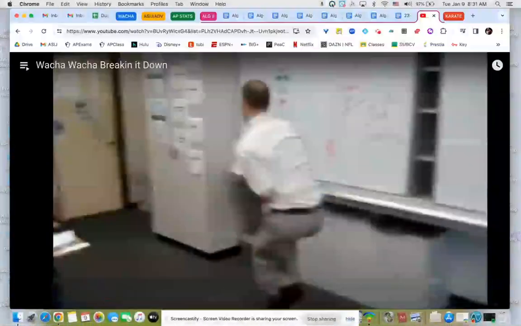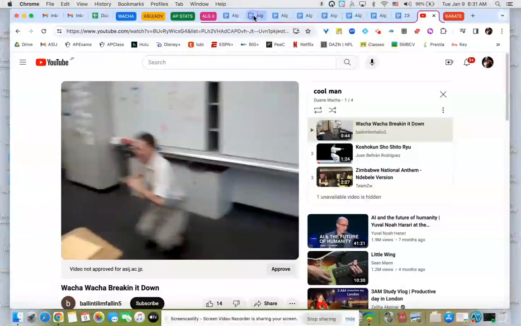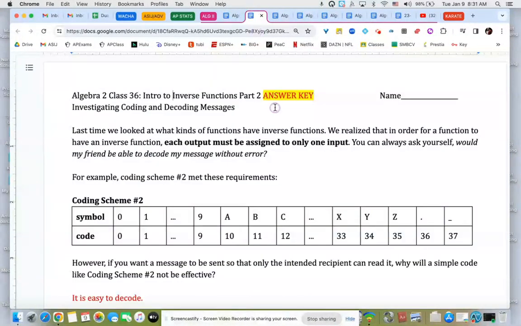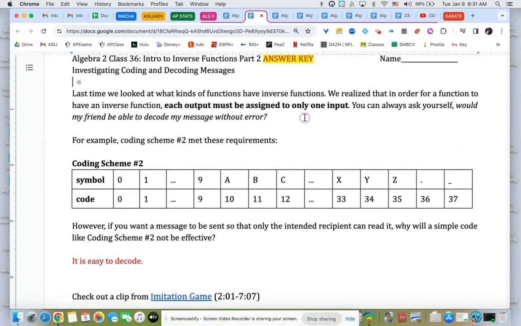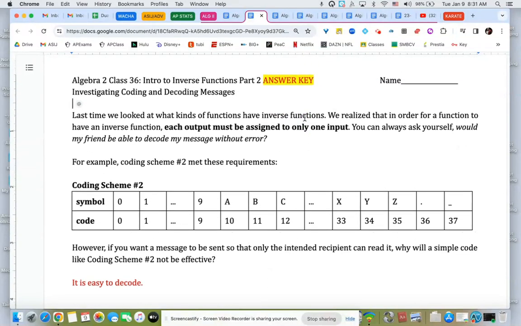Today we are going over the second part of the introduction to inverse functions. So this is part two. There is a part one that we introduced before. If you haven't done that, that should come first. So let's go right to it.